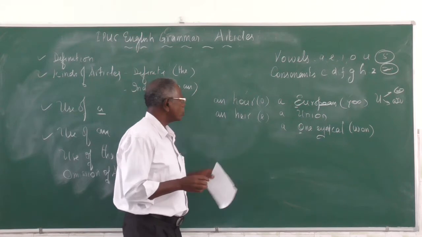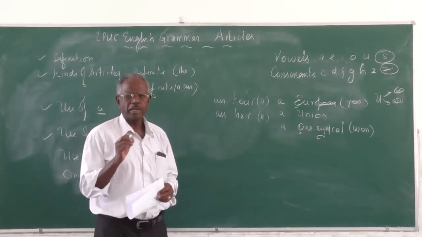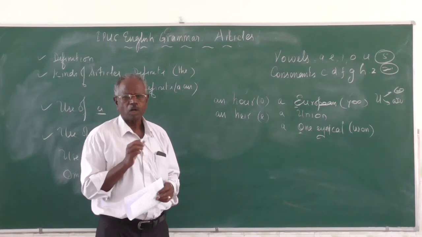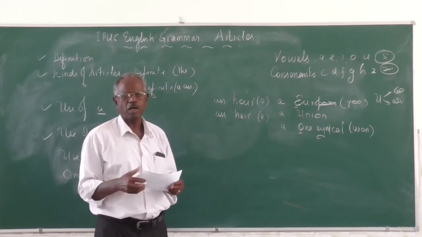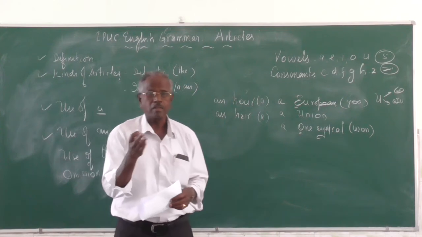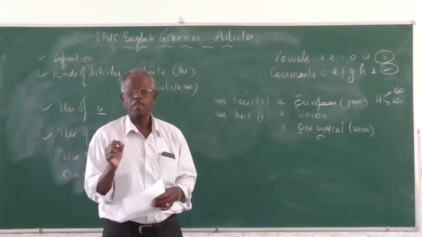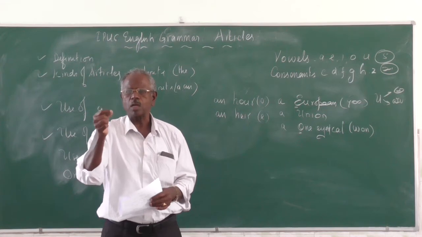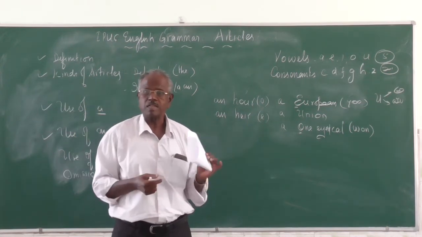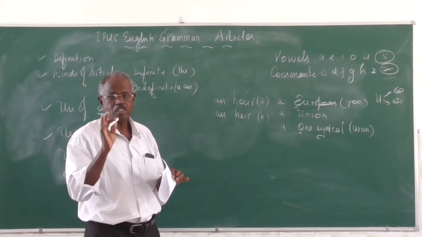These are the 2 rules. One more rule is there: before a word beginning with H, not accented on the first syllable. For example, you must know accent. In high school, 10th, you have studied about syllabification. The word has 2 syllables, 3 syllables, 4 syllables. That is syllabification, and that is an accent. One of the syllables will have an accent or stress.